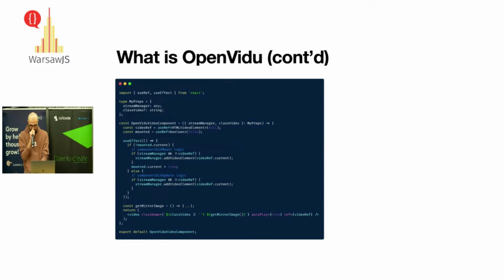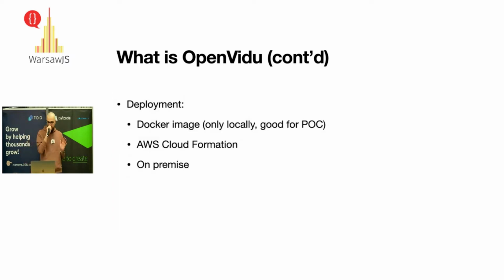Okay, so what else is there to talk about? OpenVidu provides some solutions for the deployment. So unfortunately, the Docker image I already mentioned was working only on my local machine, so it wasn't even available for devices in my network. But it's very good for a quick proof of concept. So since I don't have the resources to deploy it on-prem, I went with the AWS path. What could go wrong?